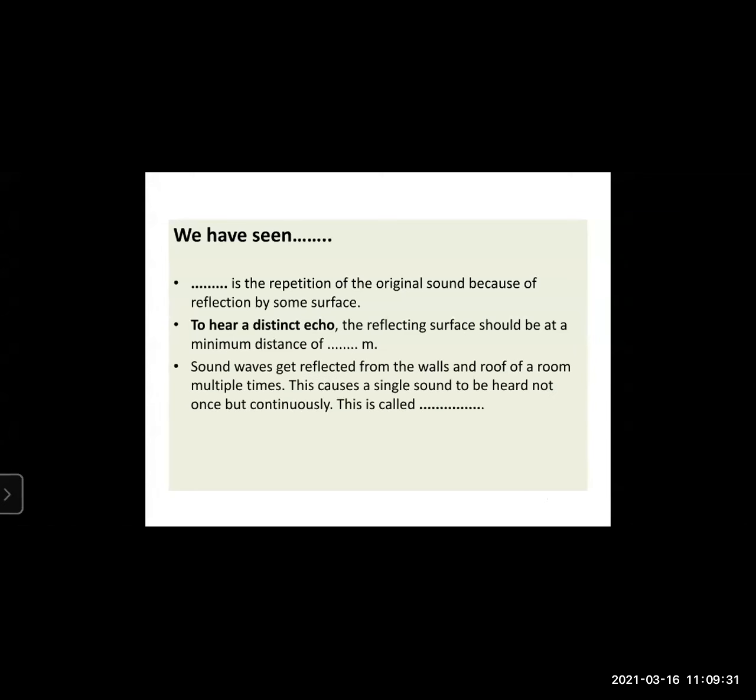Now, the next question. The sound wave gets reflected from the walls and the roof of the room multiple times, and this causes a single sound to be heard not once, but continuously. This term is called as a dash. Reverberation. Good answer. In reverberation, continuous sound is produced, and we can't hear the original sound.